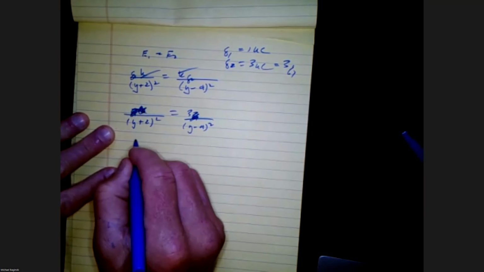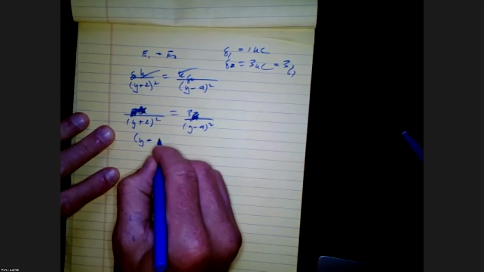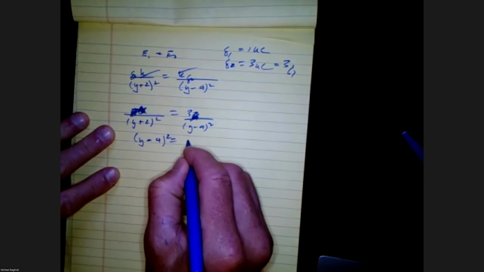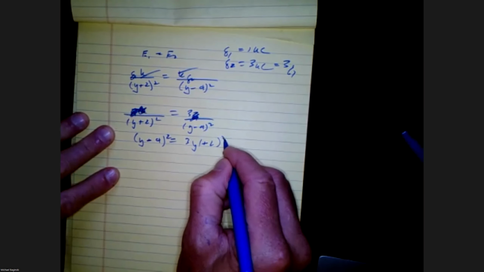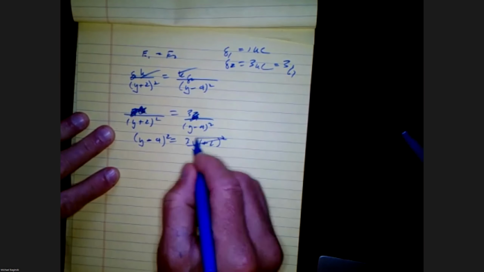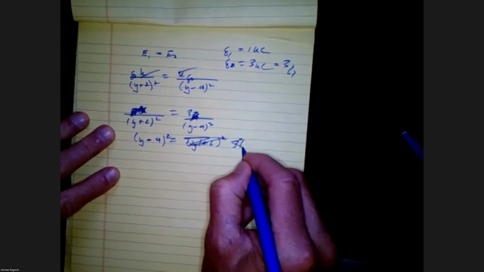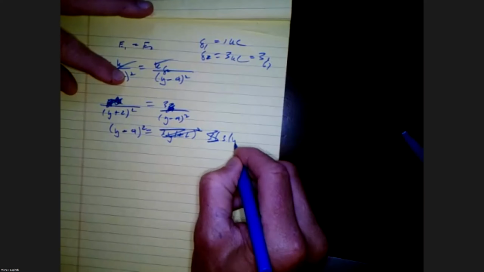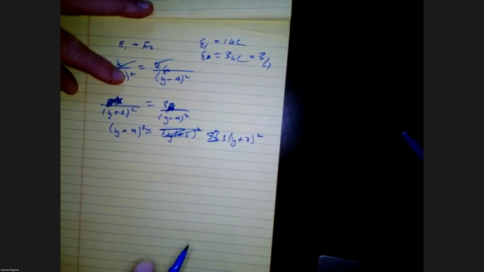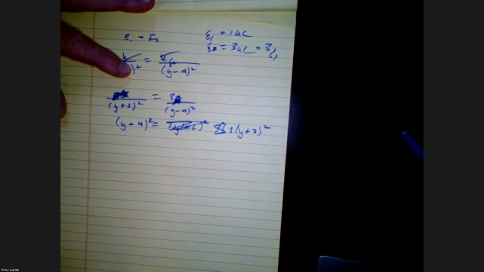Now I just cross multiply, so I have y minus 4 squared is equal to 3 times y plus 2 quantity squared. Can everybody follow what I'm doing? Yeah. Are you good with this, everyone?